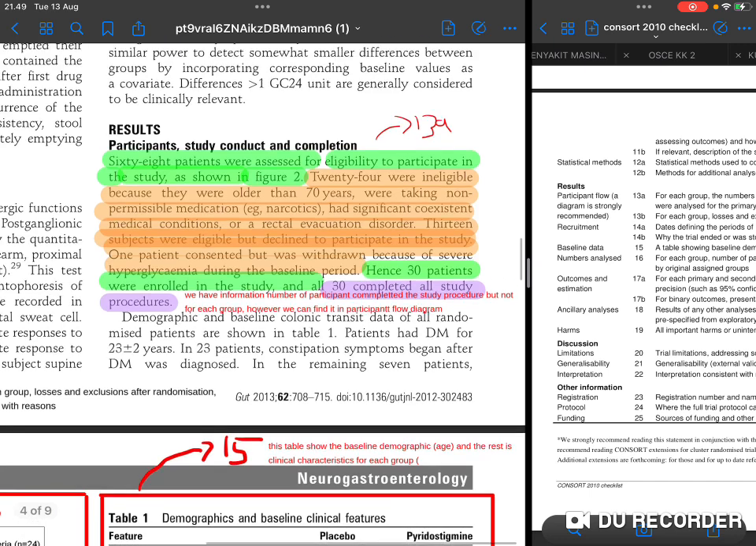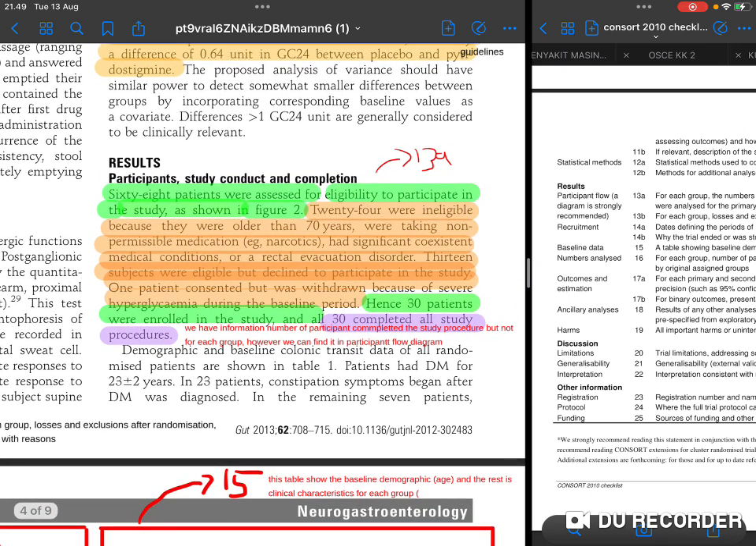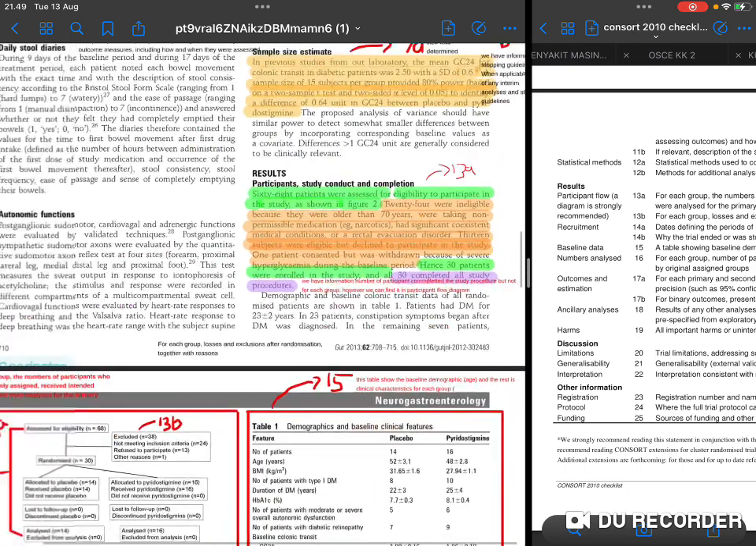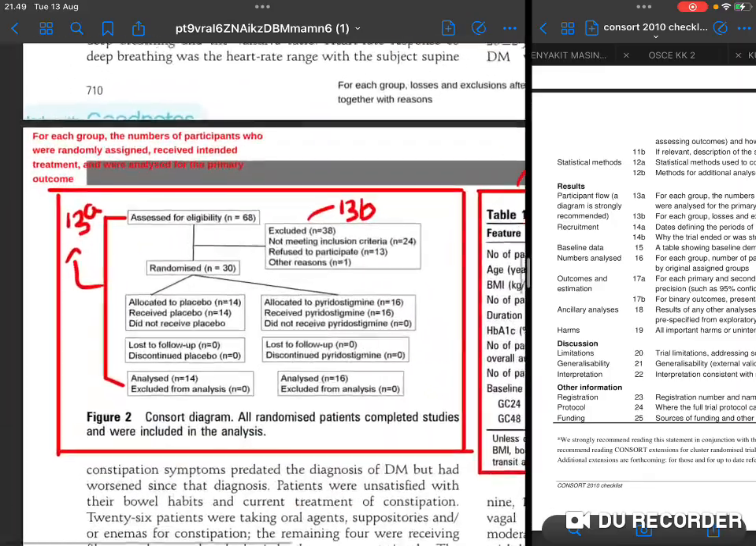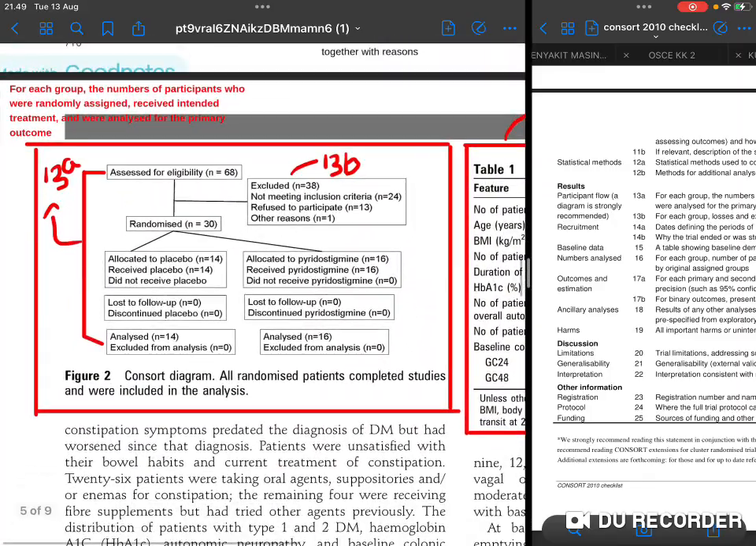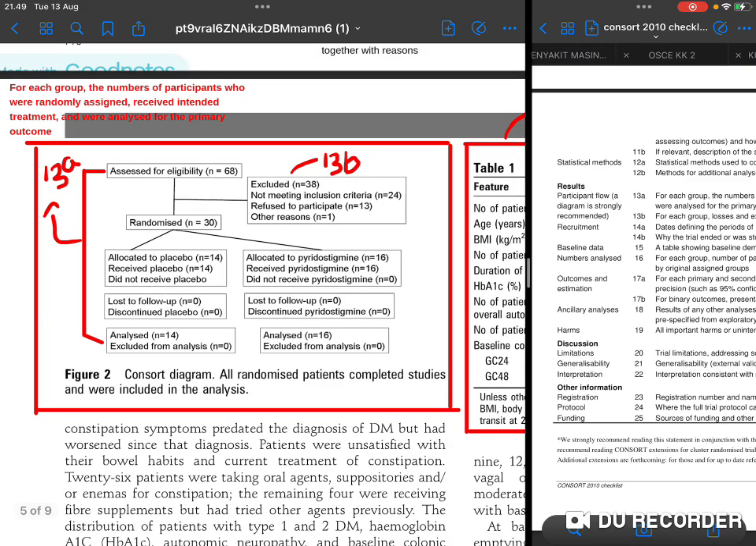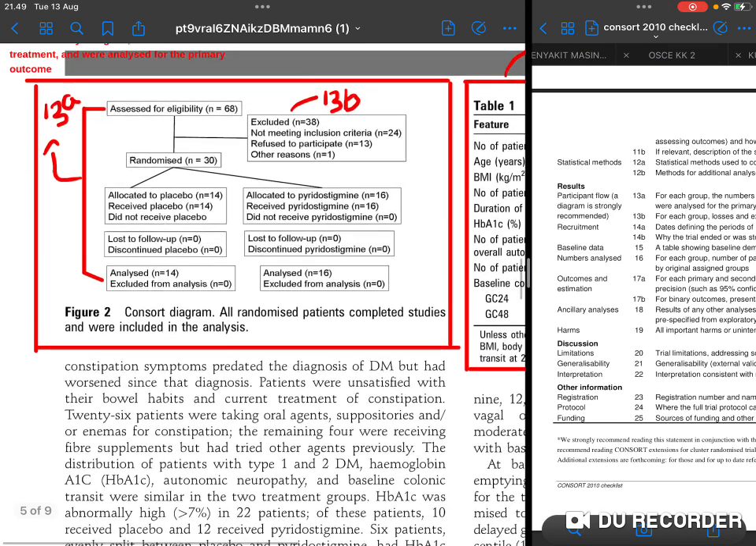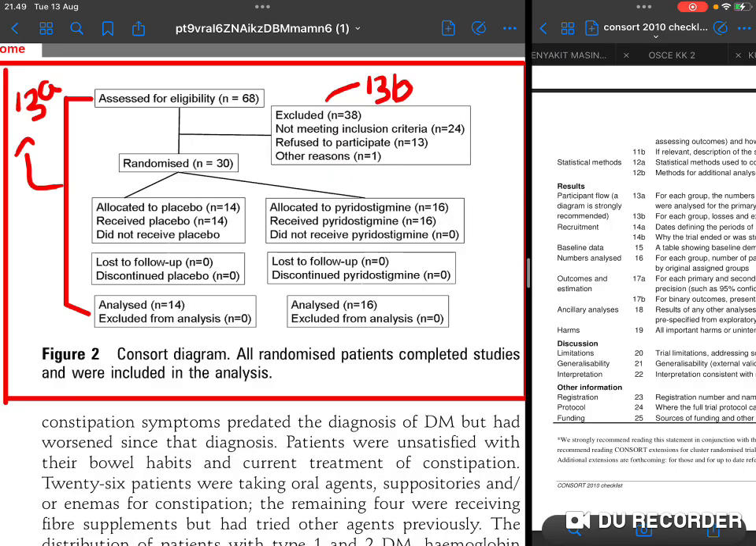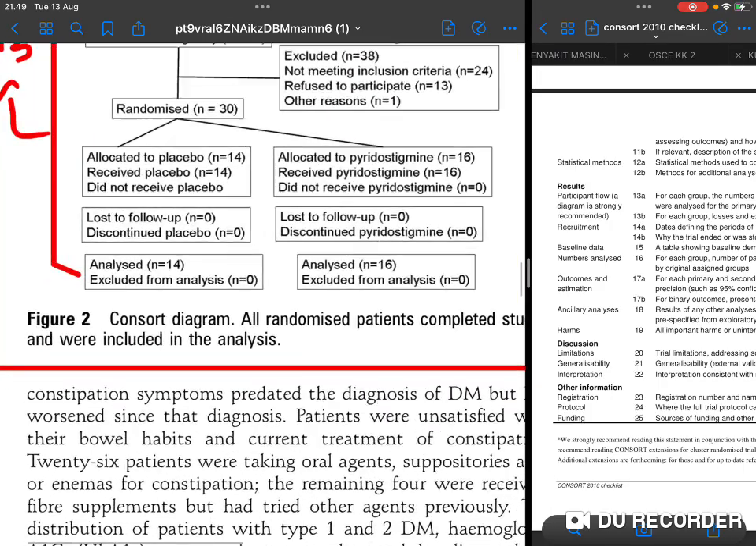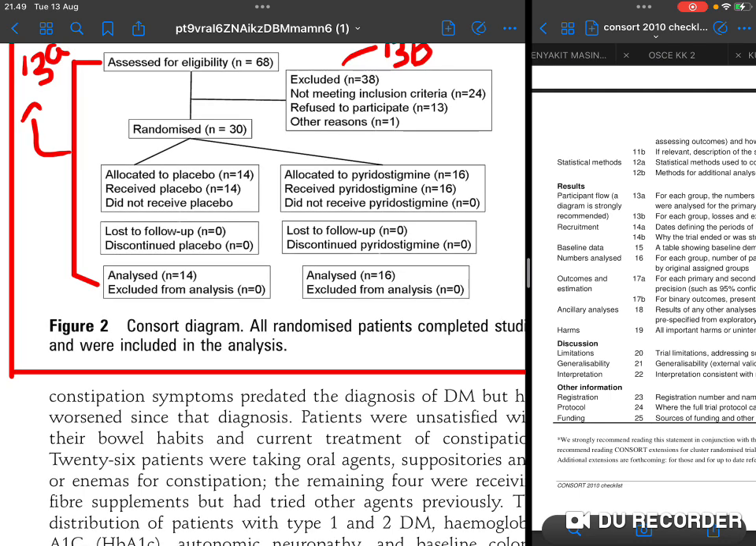So over here, in this paragraph, we have information on the number of participants who completed the study procedure, but not for each group. However, we can find it in the participant flow diagram. So here is the diagram, as you can see. For each group, the numbers of the participants who were randomly assigned, received intended treatment and were analyzed for the primary outcome. As you can see over here, it's clearly stated the numbers of participants, like those assessed for eligibility, and then after they went through the exclusion or inclusion criteria.